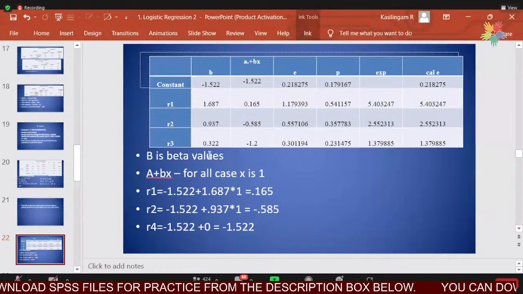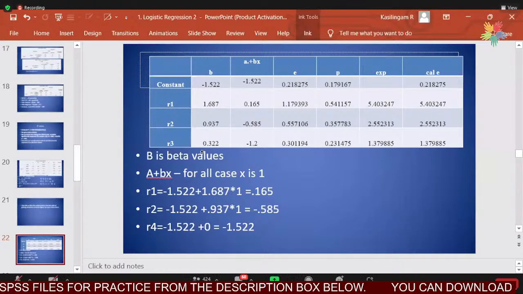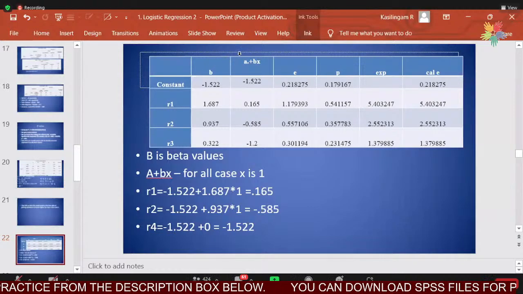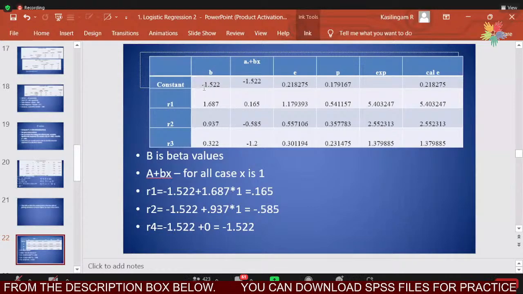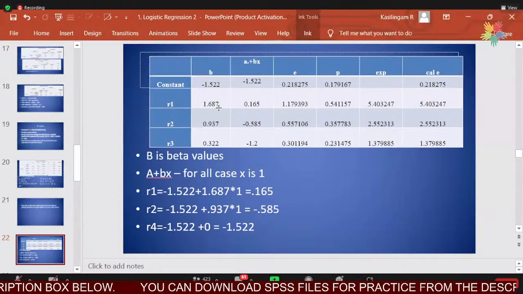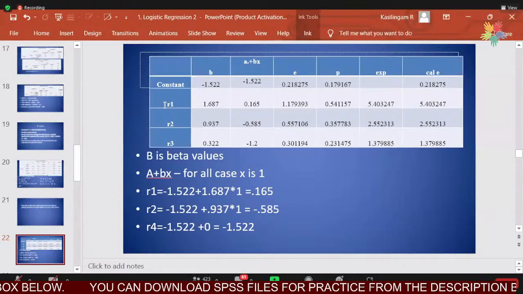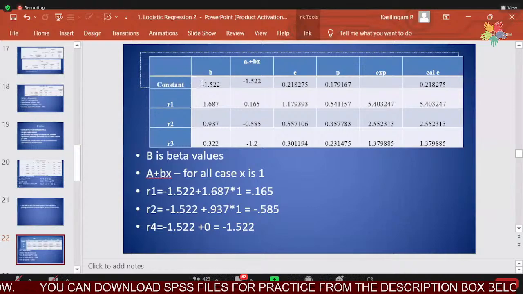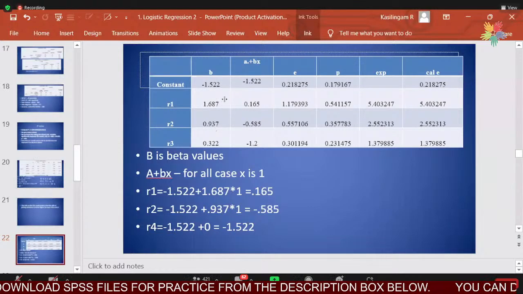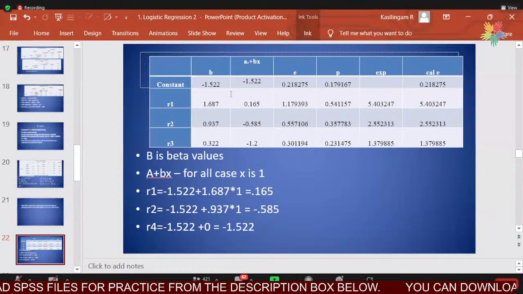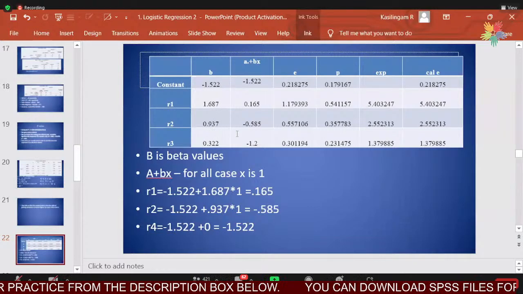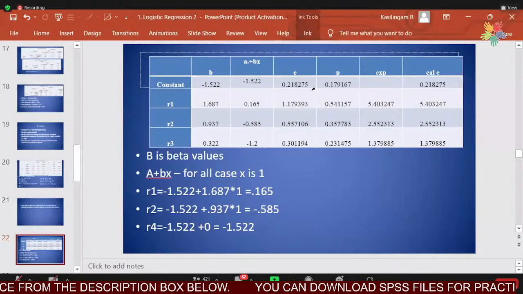Now what is my equation? My equation is y equal to a plus bx, right? What is a? Minus 1.52. This is the constant a, right? This is my beta for rank 1 institution. For rank 2 institution, this is my a, and this is my beta for rank 2. For rank 3 institution, this is a, so the constant is a, and this is the beta, right?